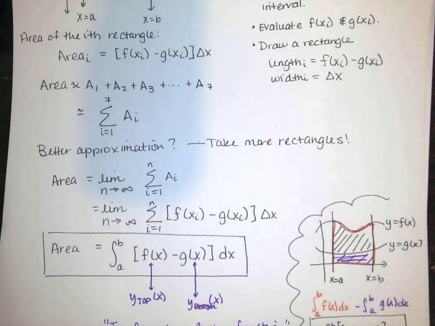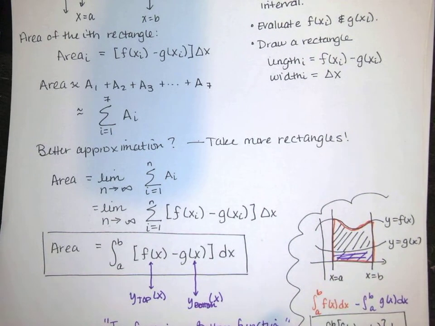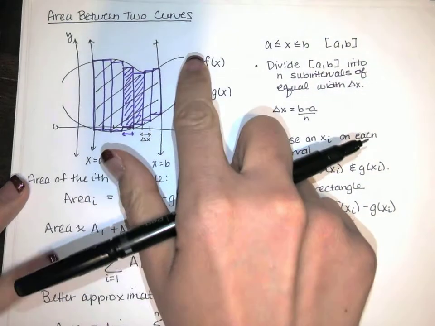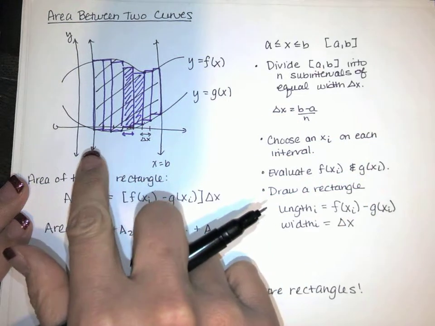So if you've got two functions like this, a top function and a bottom function, or better yet, like this, a top function and a bottom function, you do top minus bottom, and you integrate from a to b.